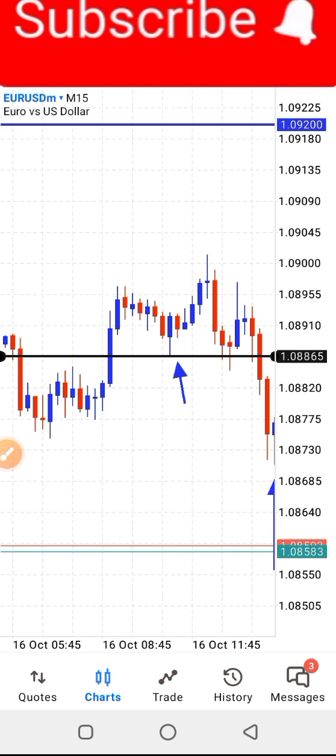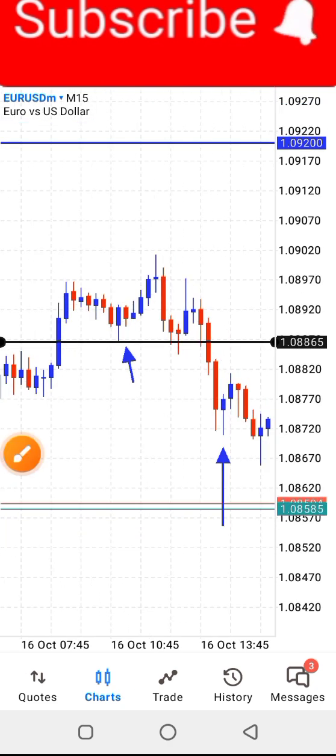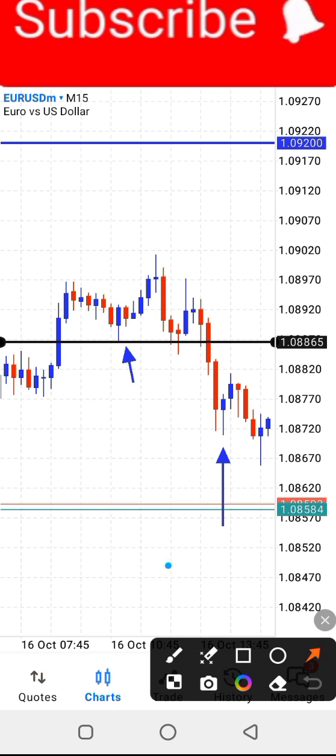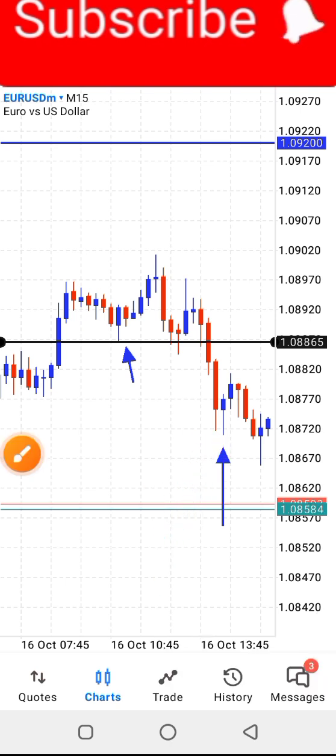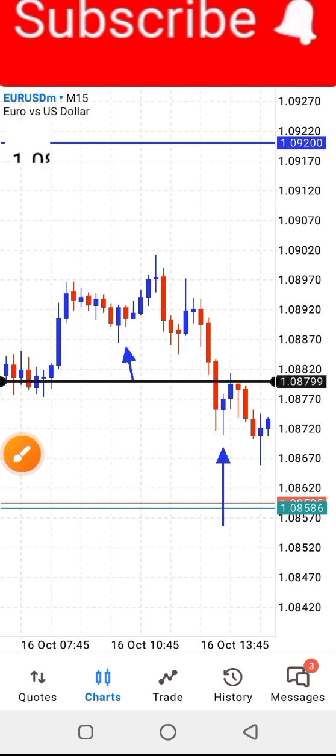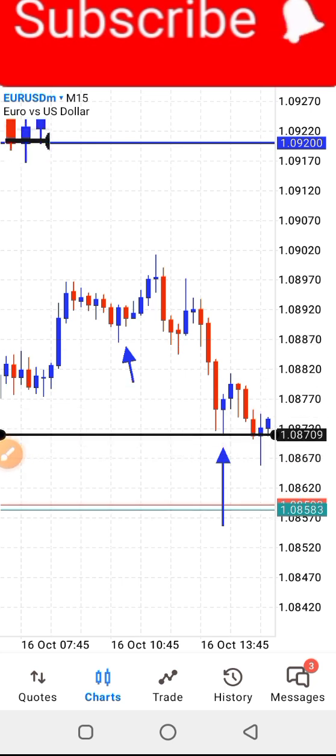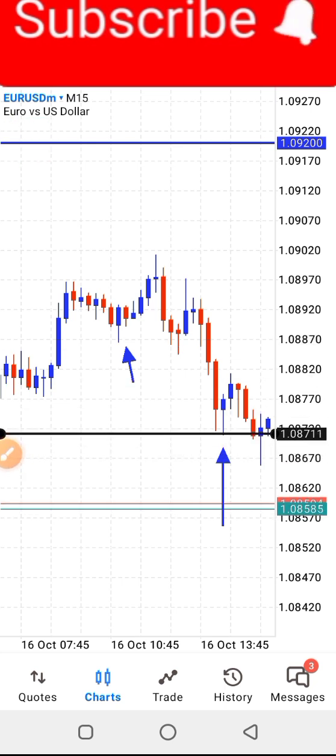The next thing I want to wait for is a break of structure to the downside. And that is what I have right here, as I have pointed it out with an arrow. So we had a pullback giving us a new low right here. We have to wait for that low to get broken. When I say broken, I mean a candle needs to close below it.